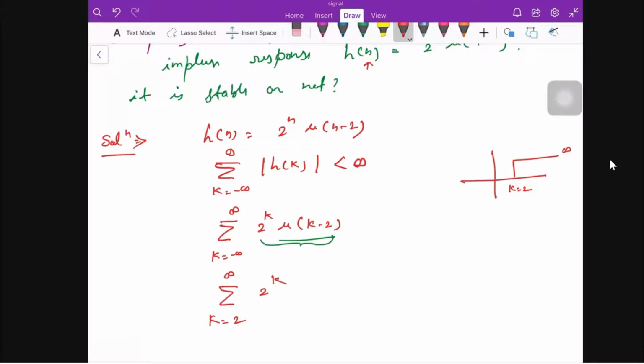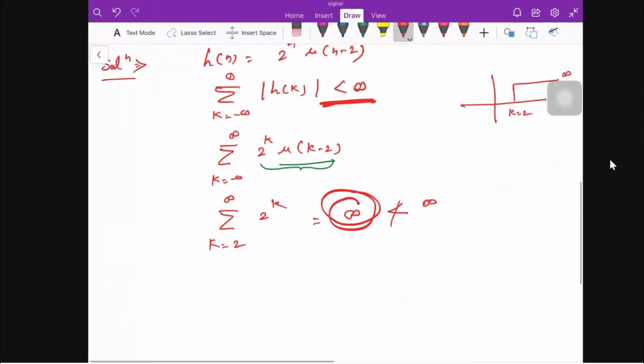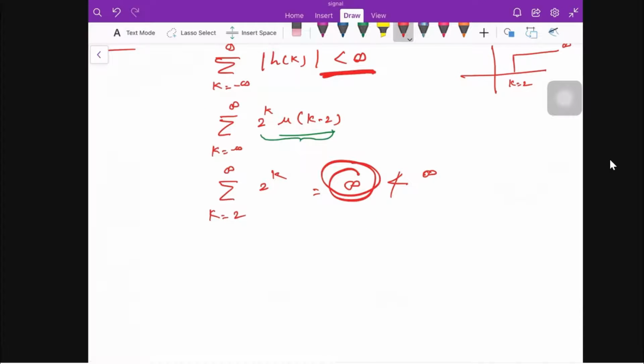So when you put this value, obviously you will get 2 to the power infinity, which will be infinity. It means it is not less than infinity. You needed it to be less than infinity, but here infinity has come. So you can say that the system is unstable.